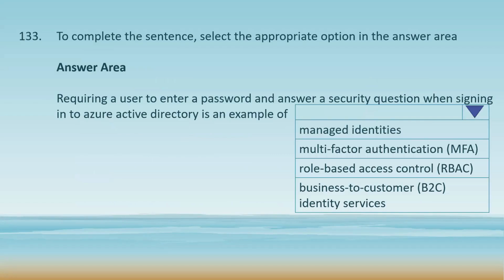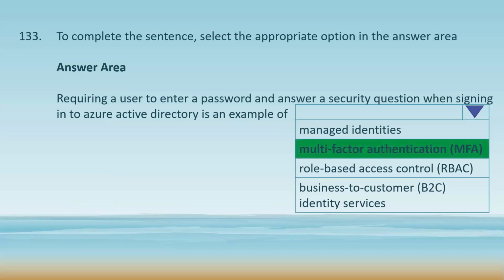Again, to complete the sentence, select the appropriate option in the answer area. Requiring a user to enter a password and answer a security question when signing into Azure Active Directory is an example of. Your options are managed identities, multi-factor authentication, role-based access control, business to customer identity services, which is B2C. So the correct answer is multi-factor authentication. Multi-factor authentication is a process in which users are prompted during the sign-in process for an additional form of identification, such as a code on their cell phone or a fingerprint scan.